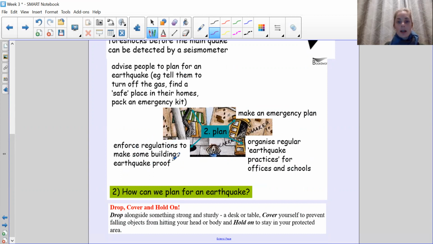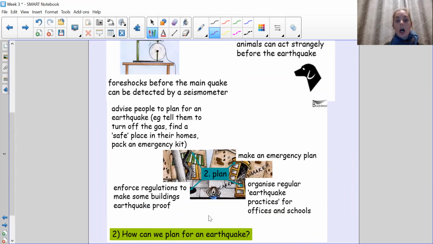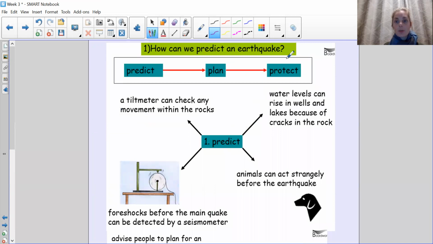Okay, we need to make sure that our buildings are as safe as possible. We might even want to make sure we have our first aid kits ready. And as we said, we can make sure that we do our drop, cover, and hold on rule, okay, to protect ourselves. So those are just some of the ways in which we can keep safe when we do experience an earthquake.